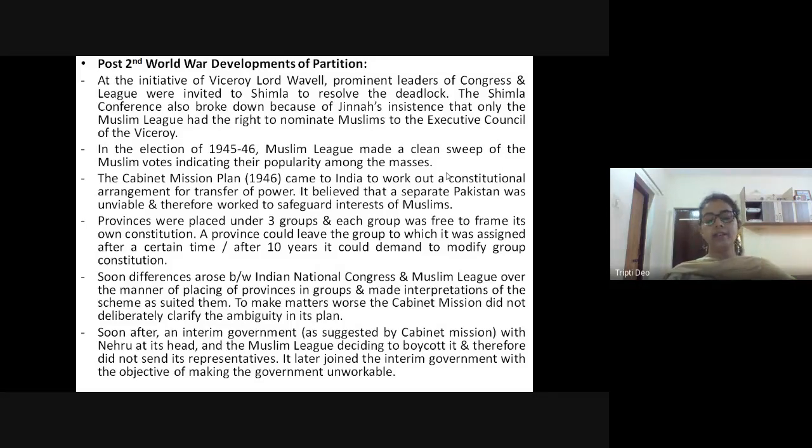The differences became very difficult between the Indian National Congress and the Muslim League over the manner of placing the provinces in groups, and a lot of other things. And I'm going to skip all these details.